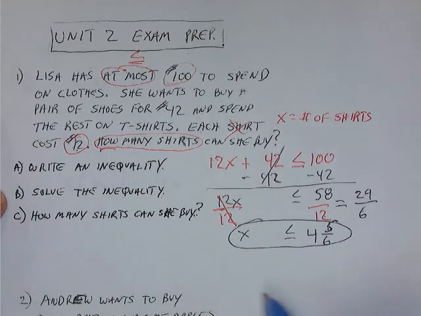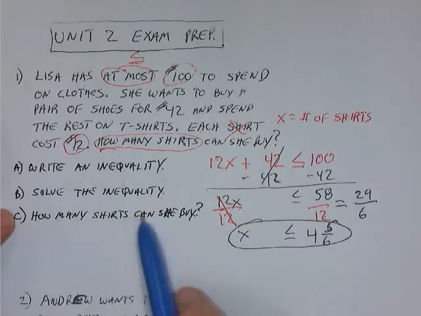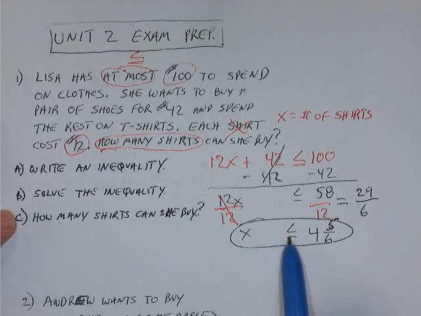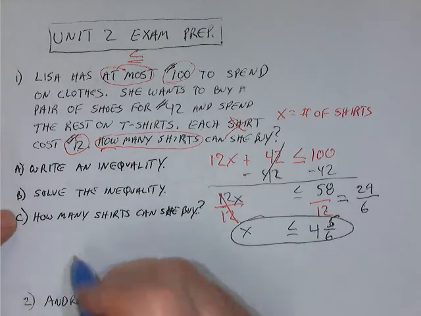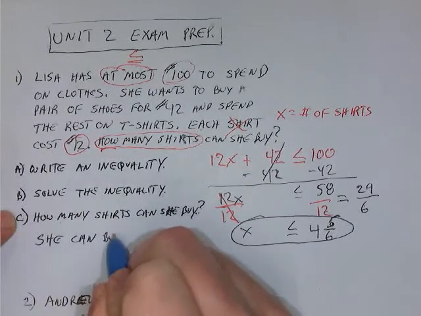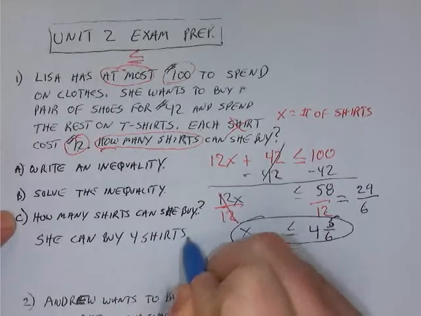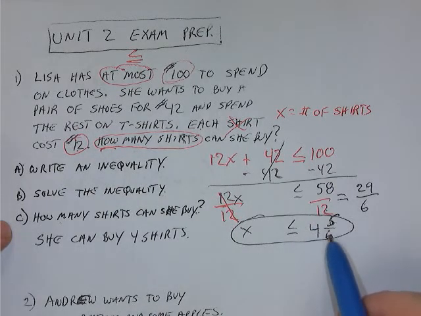Okay, so I solved it. And the question is, how many shirts can she buy? Well, it has to be less than or equal to 4 and 5/6. So she can't buy 5 shirts. It must be 4 shirts. So she can buy 4 shirts. She can't spend any more money than $100. You can't buy 4 and part of a shirt, only 4 shirts.